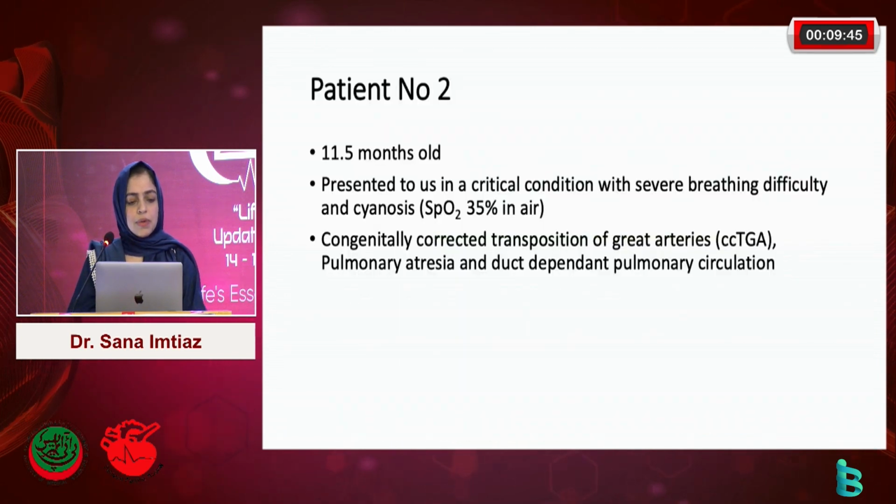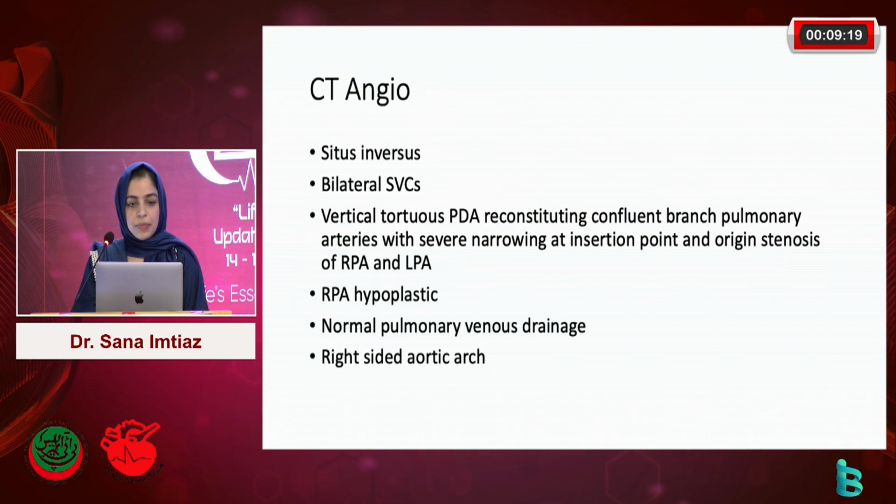Our patient number 2 was an 11.5 month old child. He presented to us in a critical condition with severe breathing difficulty and cyanosis and saturations of 35% in air. Diagnosis was congenitally corrected transposition of great arteries, pulmonary atresia, and duct-dependent pulmonary circulation. Ductal stenting was planned in emergency to improve the pulmonary flow, saturations, and growth of branch pulmonary arteries.